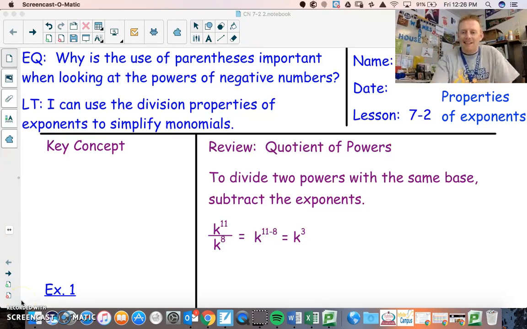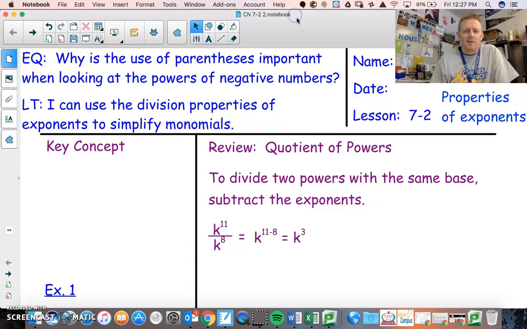We're talking about the division properties of exponents. The last time we were hanging out, we were talking about the multiplication properties. So we're going to do some slightly different things, but pretty much the exact same stuff here. This is 7-2. Your goal is, at the end of this video, to say that I can use the division properties of exponents to simplify monomials. I think that should be a very accomplishable goal.